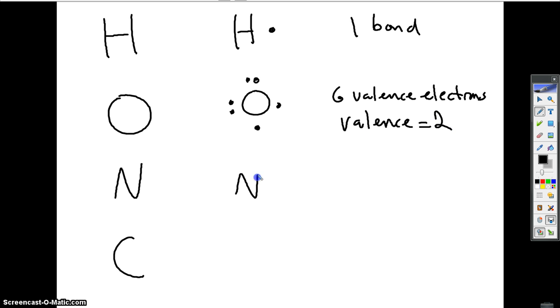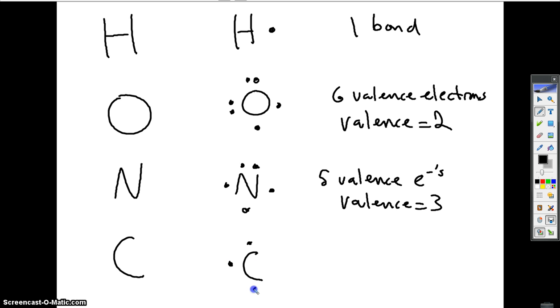Nitrogen has 5 valence electrons. 1, 2, 3, 4, 5. But what's its valence? So it has 5 valence electrons, but it has a valence of 3. So it likes to form 3 bonds. And finally, carbon has 4 valence electrons, but it also has a valence of 4, meaning it likes to form 4 bonds.